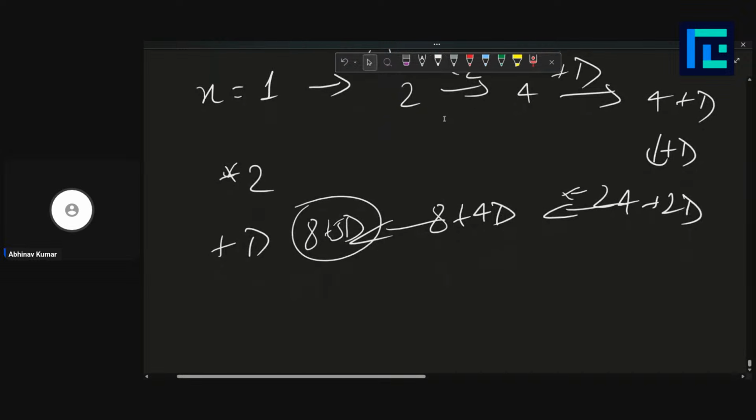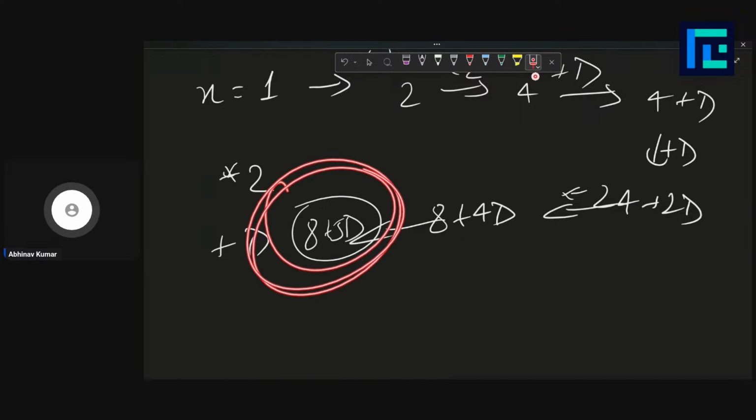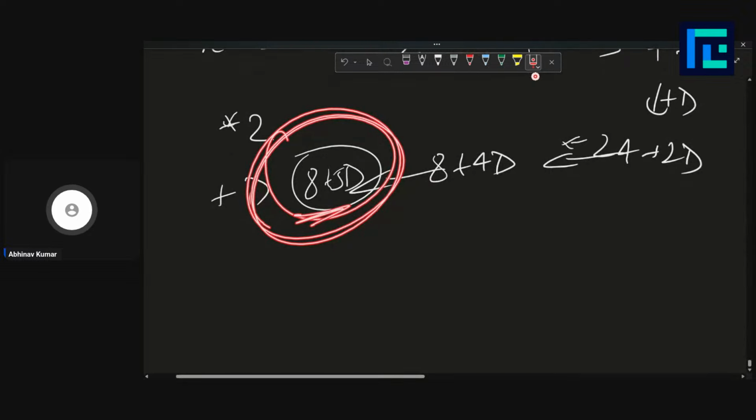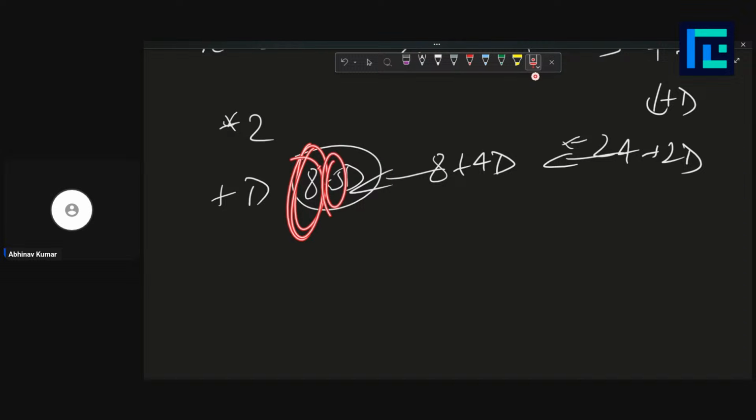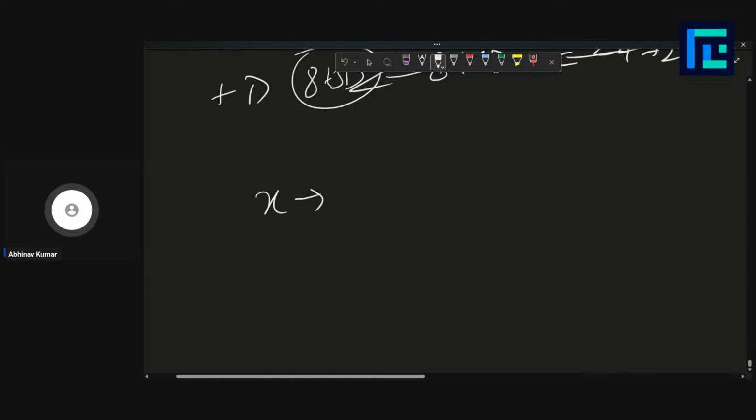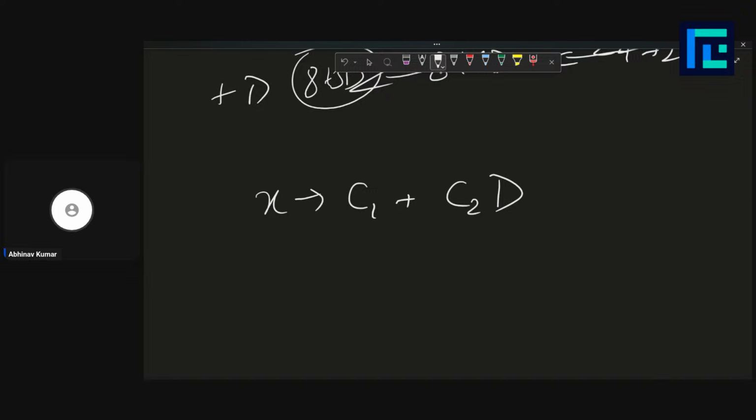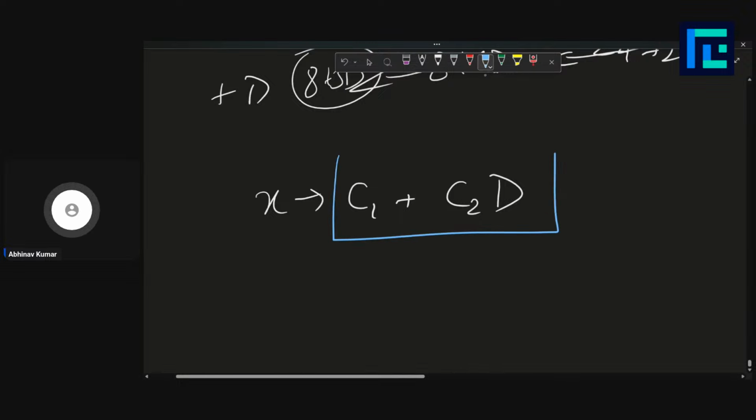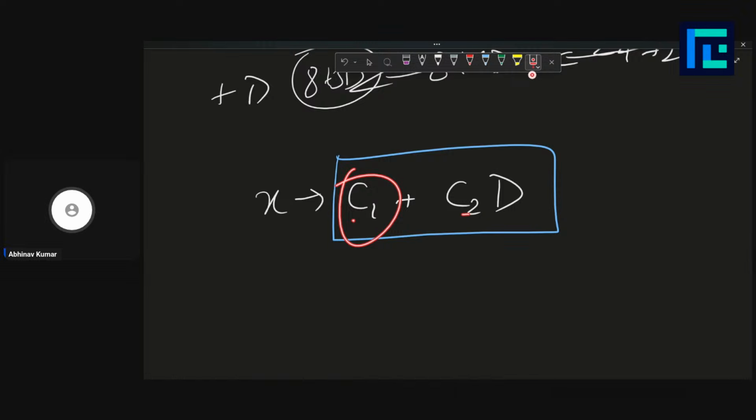Something like that. At any point of time, the value you have would always be some constant plus some coefficient of d. Your value of x would always be some constant plus another constant times d, for any fixed d, depending on what operations you are performing. It would always be of this form. So for every unique value of c1 and c2, it would be a different x.